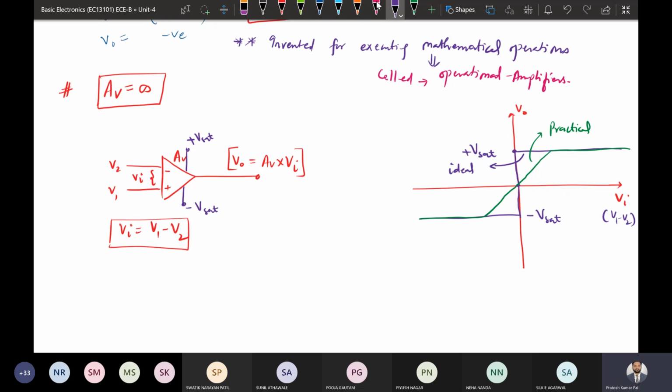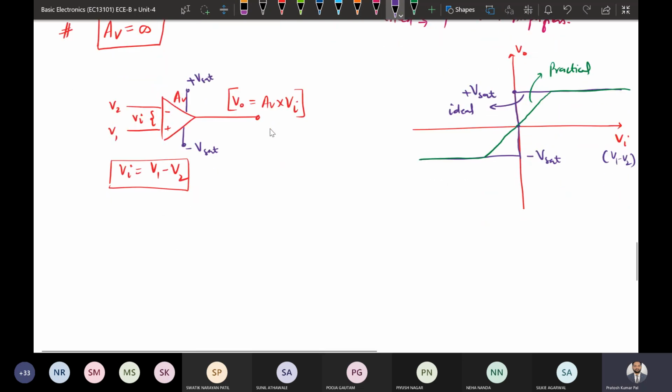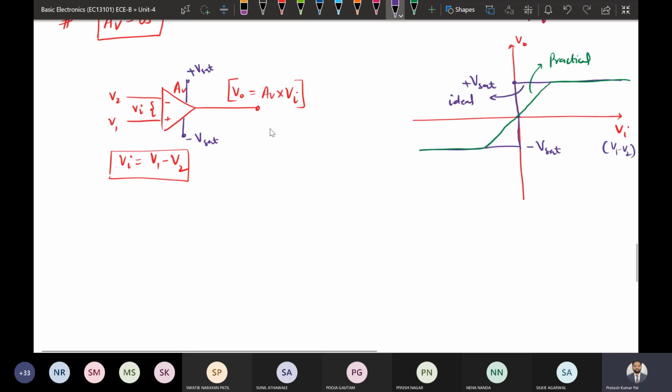And if it is a practical one, it will take some time, because in the practical case the gain will not be infinity. That's why it does not switch to plus V sat immediately, but keeps on increasing. There will be a linear relation. As we increase Vi, the output voltage will increase. So if the output voltage after multiplying the gain is less than plus V sat, then it will be a linear relation. If the gain multiplied by the input voltage is equal to or greater than plus V sat, the output will be a constant plus V sat.